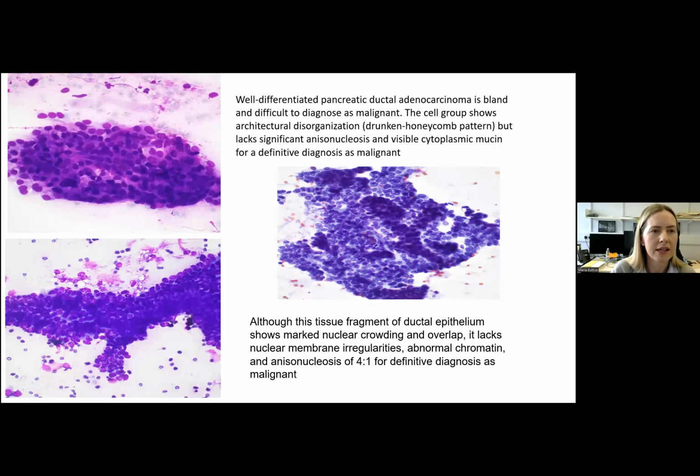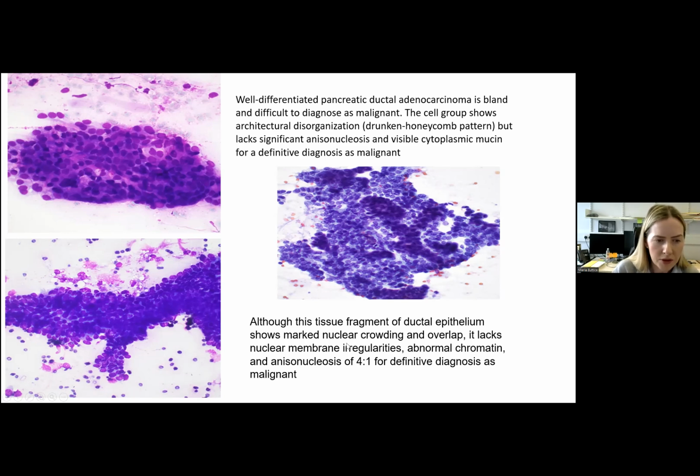So as you can see here, when you have well-differentiated adenocarcinoma, they can often be bland and difficult to diagnose as malignant, especially if you don't see them in large quantities. But you can see that they lack that regular architecture that's seen in normal ductal epithelial cells. And there is nuclear irregularity and variation in nuclear size.